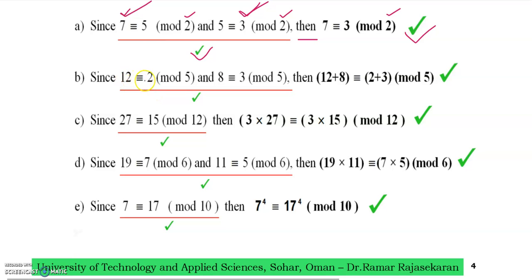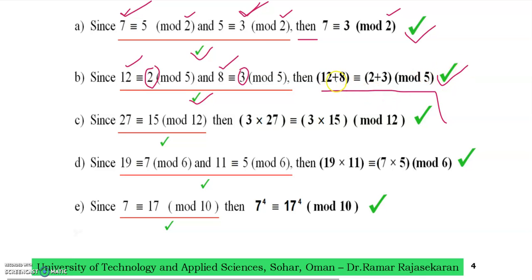You see 12 congruent 2 modulo 5 and 8 congruent 3 modulo 5. These two congruences are correct. Now, if these two congruences are correct, by the property you take 12 and 8, you add these two values, that is 12 plus 8. Then you see the number 2 and the number 3, you add these two values also, that is 2 plus 3. Then you put the same modulo. By the property, this congruence is also valid.